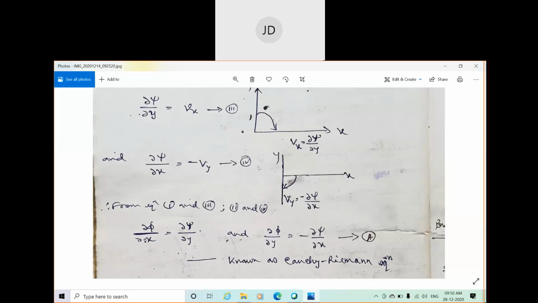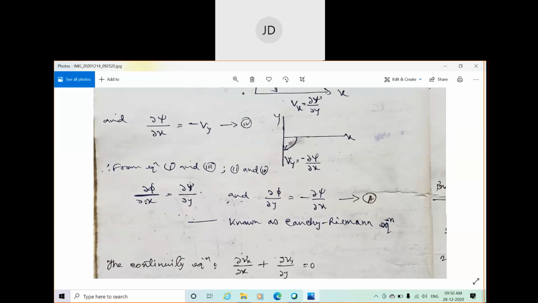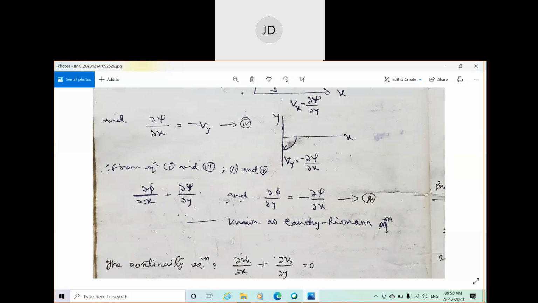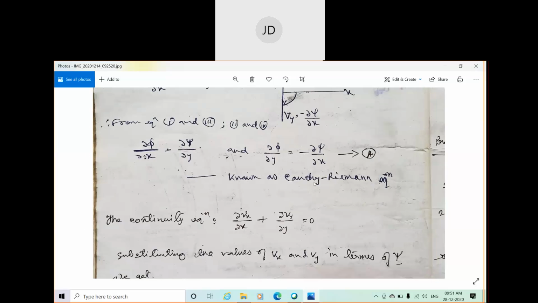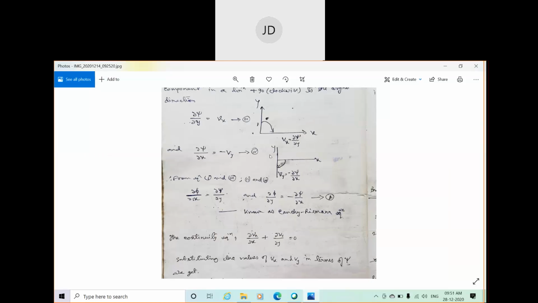Now, from all four equations, that is equation number 1, 2, 3, and 4, comparing 1 and 3 and comparing 2 and 4, that means 1 and 2 for velocity potential, 3 and 4 for stream function. If you compare, you will get a relation between stream function and velocity potential, that is del phi by del x equal to del xi by del y, and del phi by del y is equal to minus del xi by del x. These two equations are known as the Cauchy-Riemann equations. Also remember the name of the equation. Okay, so this is all about velocity potential and stream function.